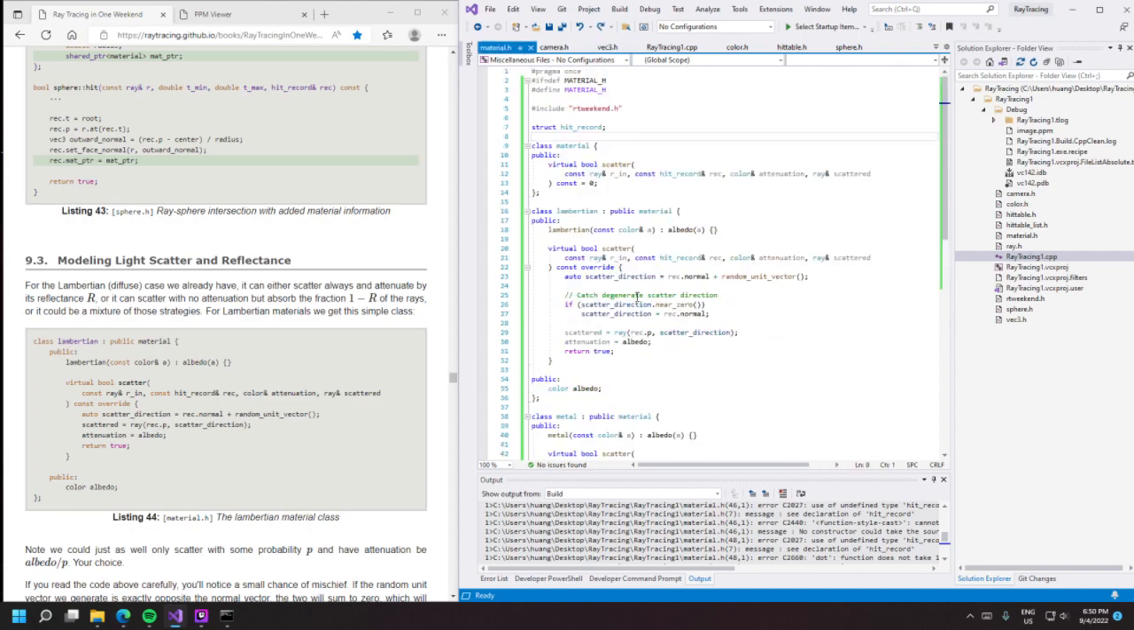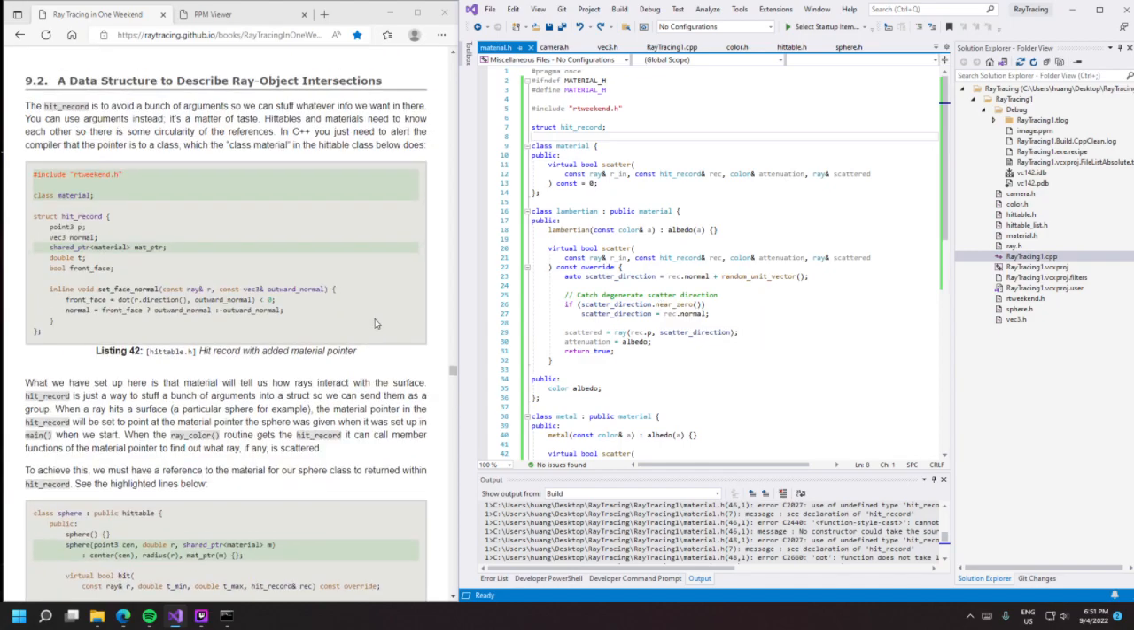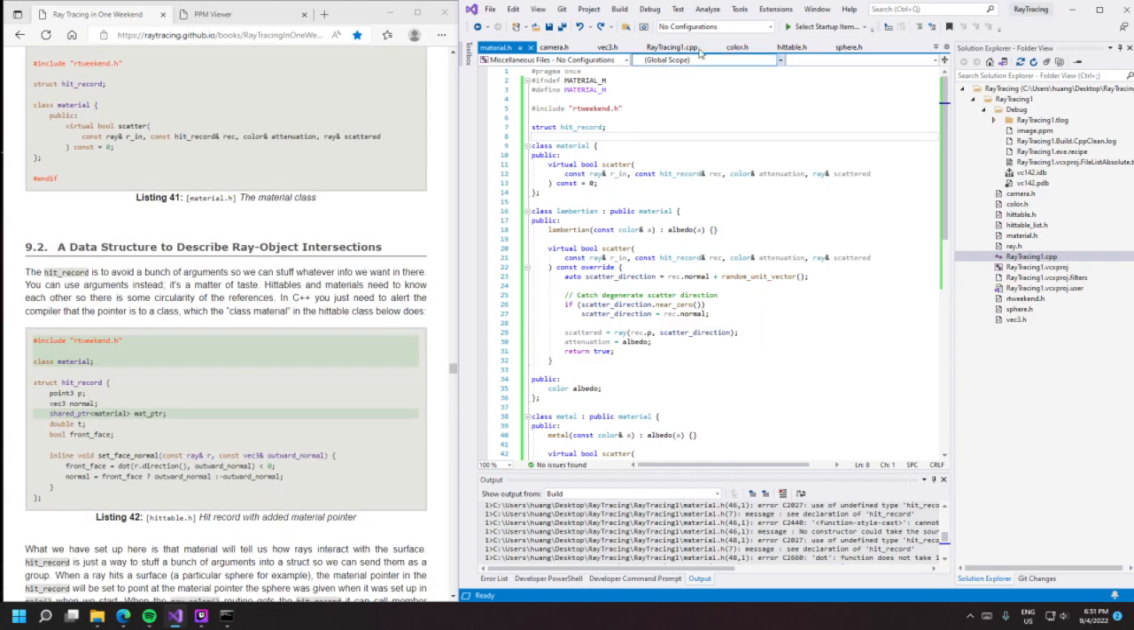Material H, material, scatter, hit record, color, and ray, you override the function, and scatter is in the direction, there's a random. Yeah, we already modified this part, so yeah, sphere is just 3 lines that we need to modify.